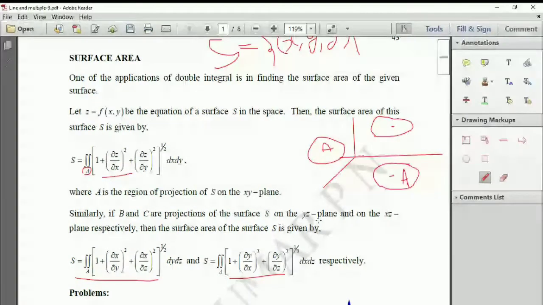This is how you can find the surface area of the given curve, which is a function in 3D, using this formula. Either you pull it into the xy plane, or into the yz plane, or into the xz plane. Based on that, you can use any of these three formulas and find the surface area.